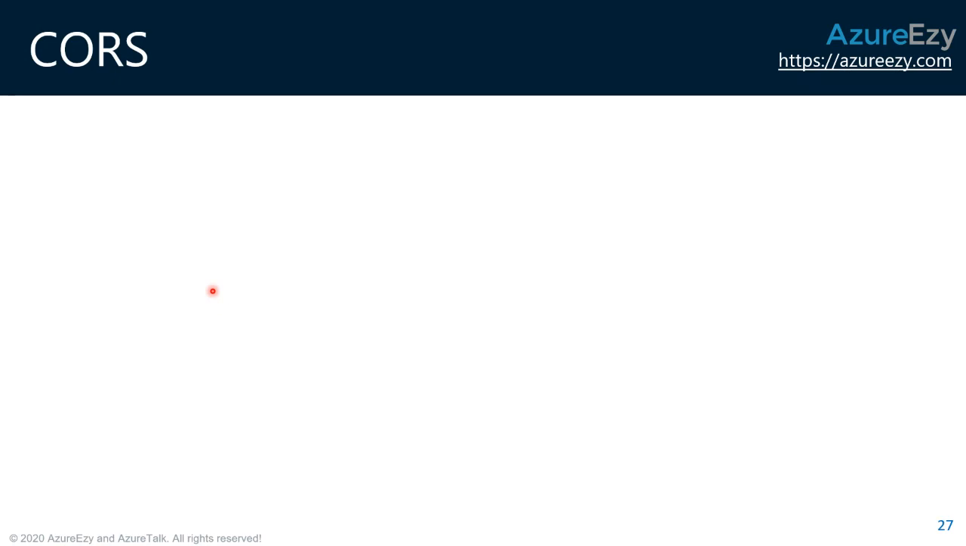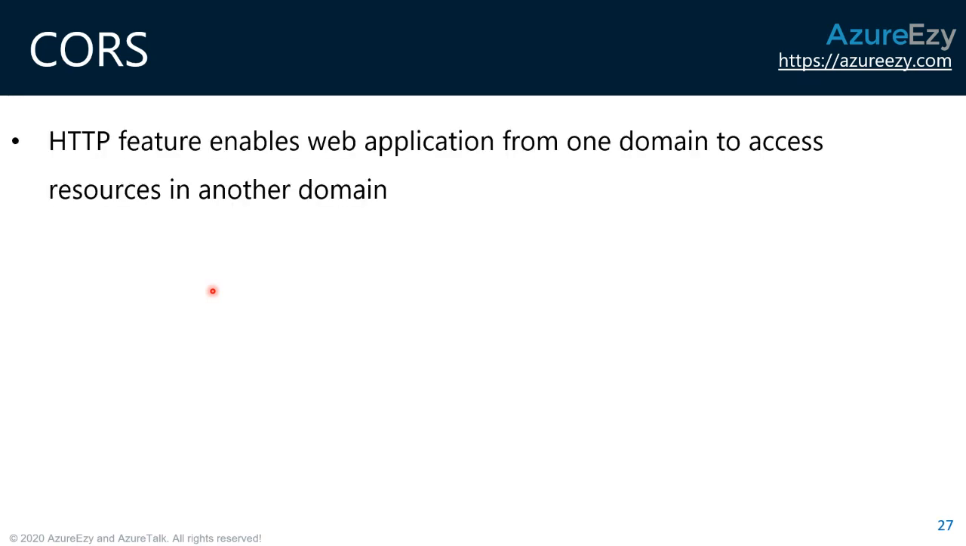Then we have something called CORS. Okay, so what is this CORS? CORS we generally use when we have one application in one domain, and we want that application to access a resource in some different domain. Okay, so you have web applications in domain A, and you have some resources in domain B. You have some cross-domain requirement. In that particular case, you can use this CORS.